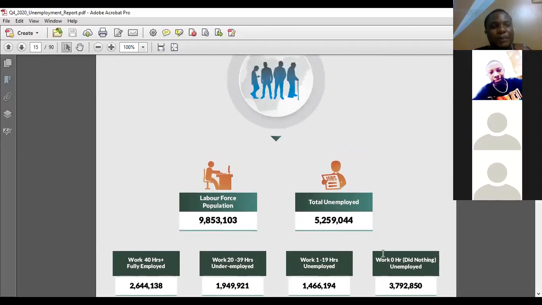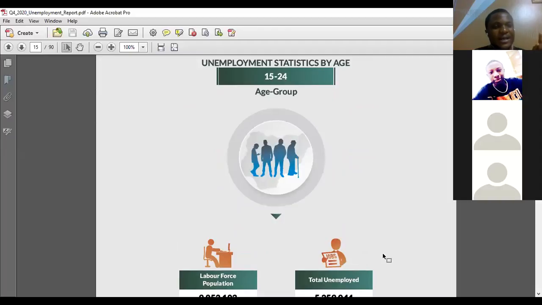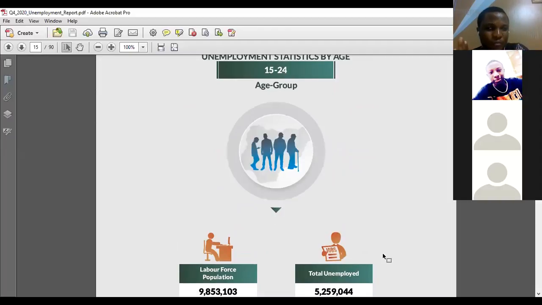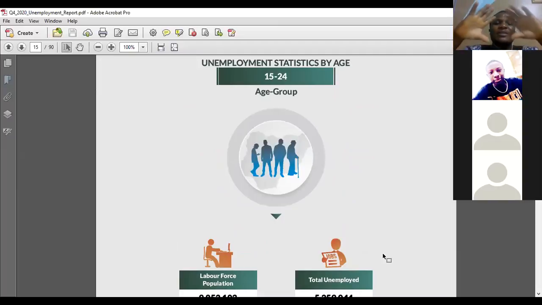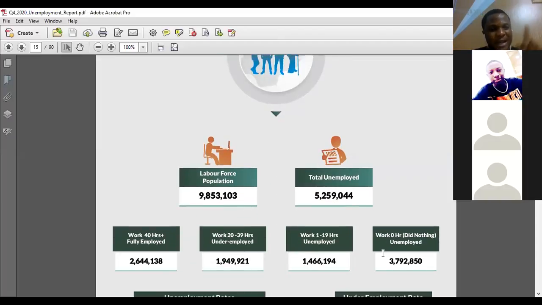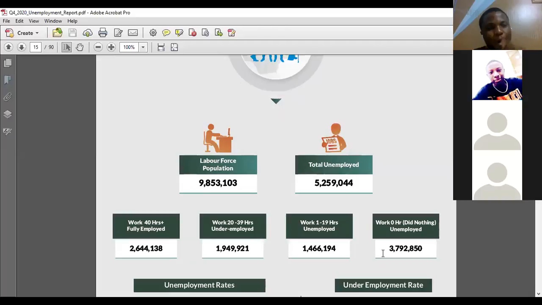They further divided the population. Remember, we agreed that it's between 15 and 64. But they now said, let us divide the population into different strata. This is between age 15 and 24. Many of you fall within this age. You see, the labor force is 9 million. Within that labor force, we have those that are unemployed, 5 million of them. Then we have 2.6 million out of the labor force that are fully employed.